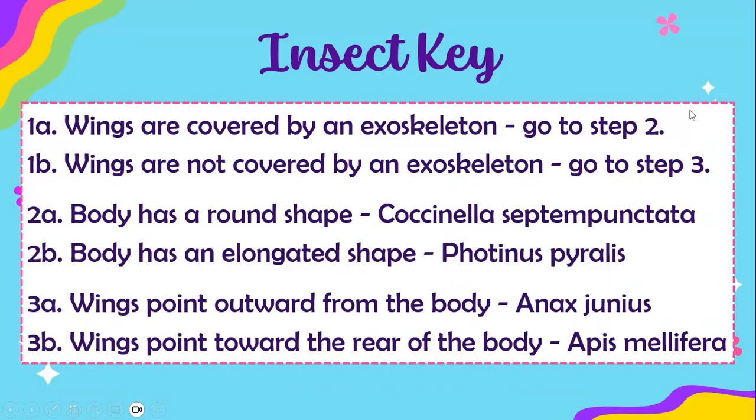You are going to use this insect key to identify the 4 insects on your paper. Again, same thing, starting with 1, going until you get to the name of the organism.